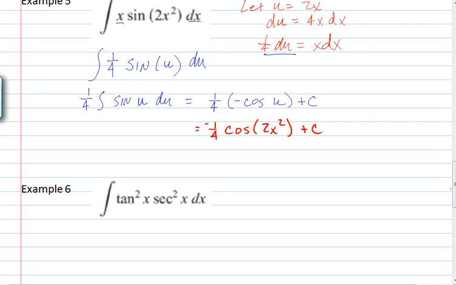Be careful. You have to select the proper thing for u. This is tangent squared x, secant squared x. What's the derivative of secant? Secant-tangent. We don't want to let u be secant because when I do the du, I have a tangent I've got to get rid of. So let's let u be tan x. What is du?